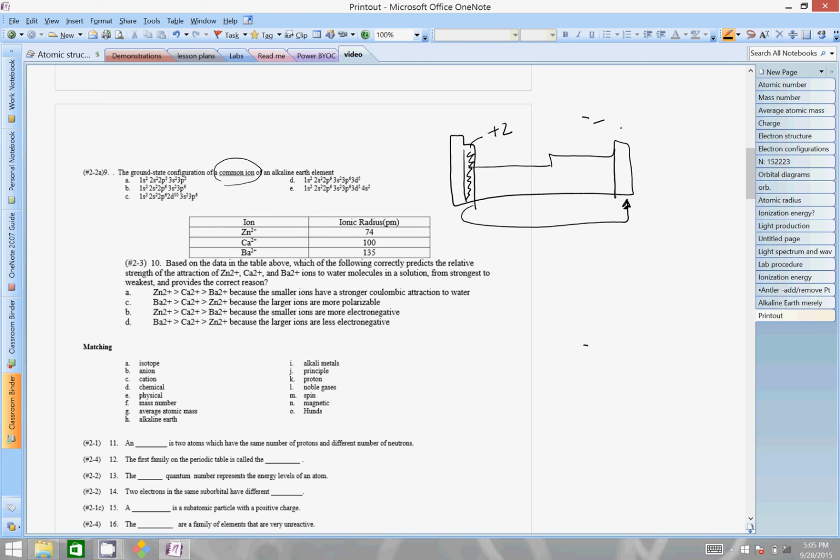Again, that ends in a P6. Just like the halogens are trying to get to a P6, so is everybody else. They're all losing electrons to get back to a P6. So which of these has a P6? Again, the only one with P6 is this guy.